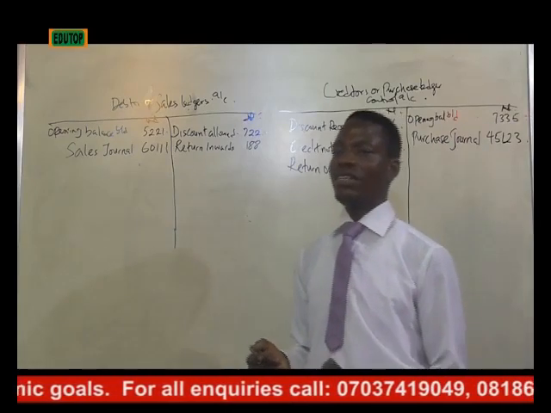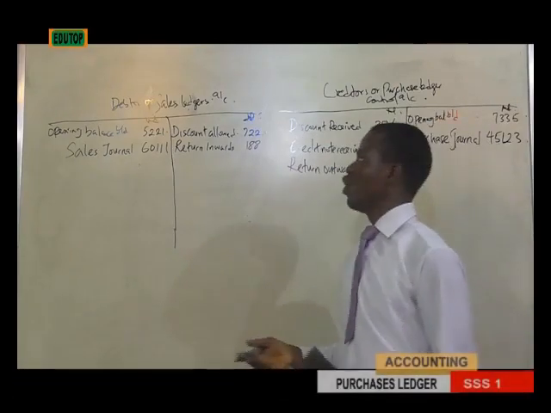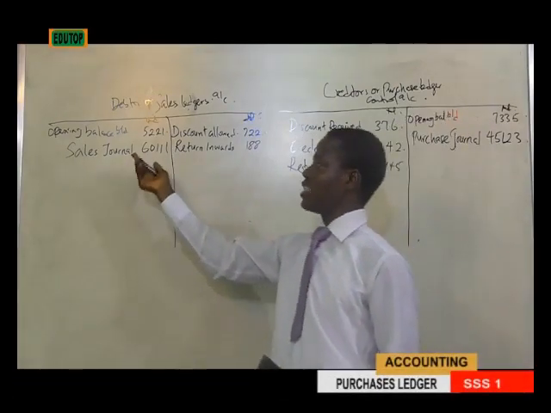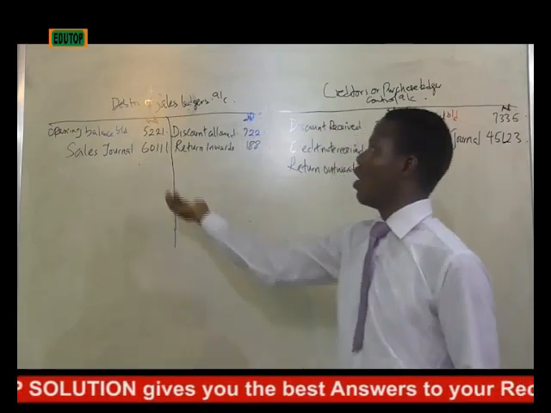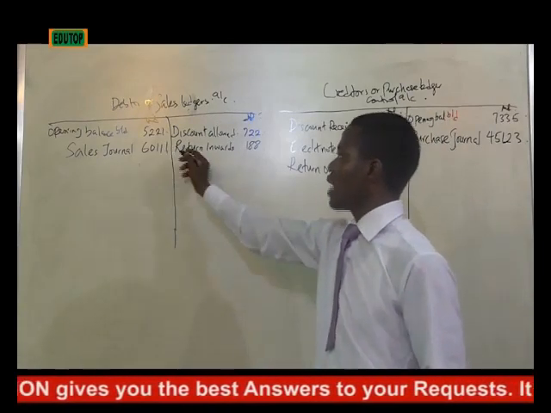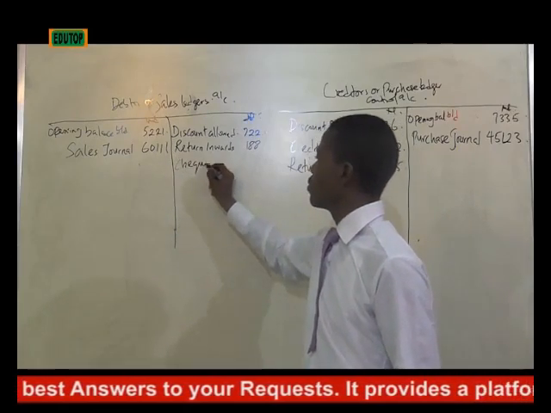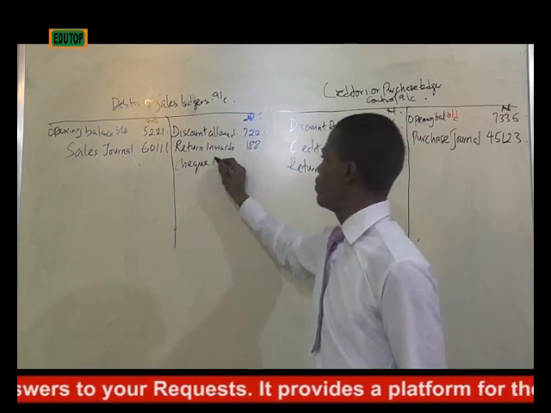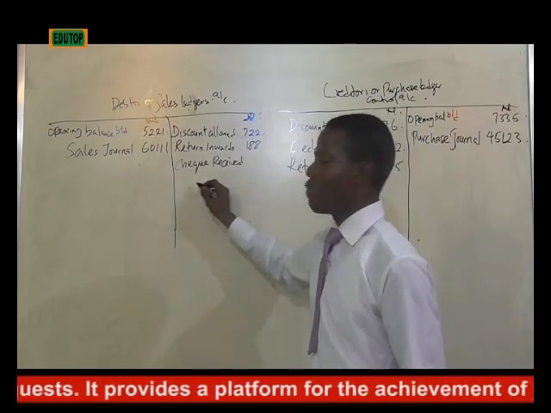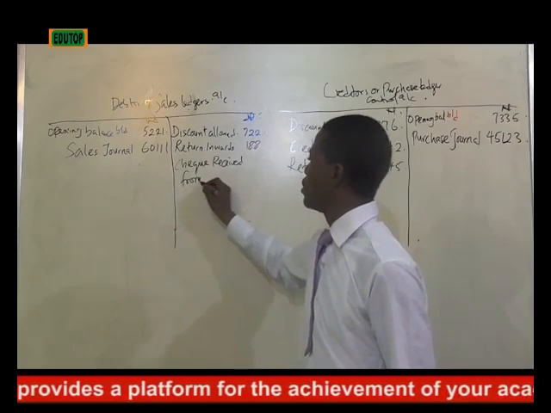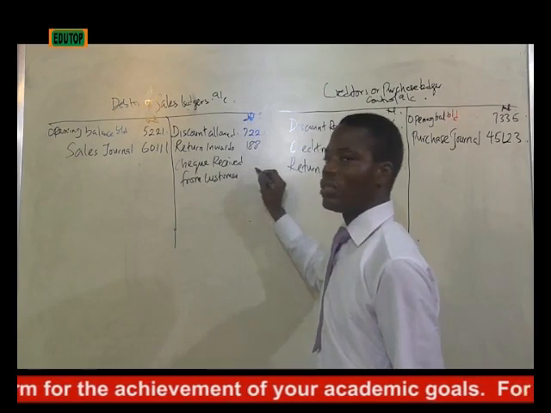Now, cheque received from the customers. You know, part of the money that is owed, so a cheque was received from it. So it reduces your debtor's account. So you write cheque received from customers. That is 50,000.